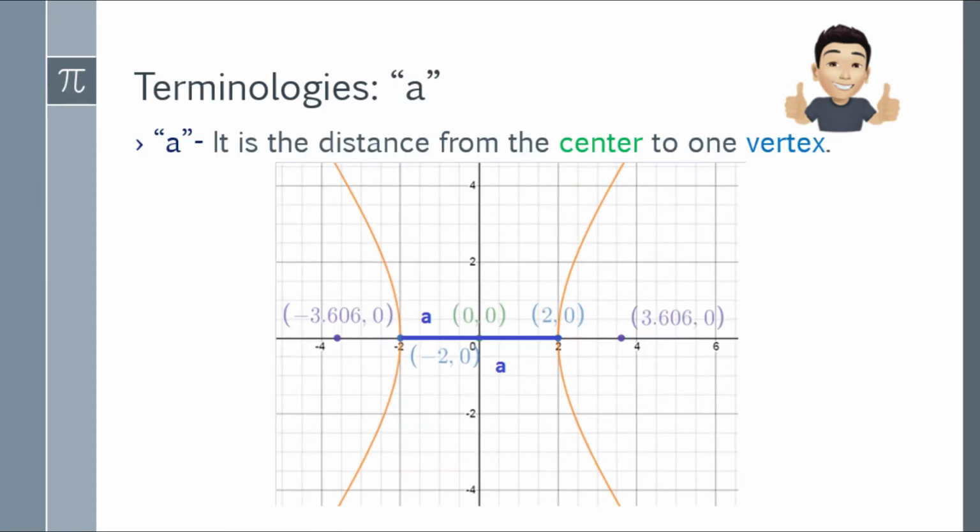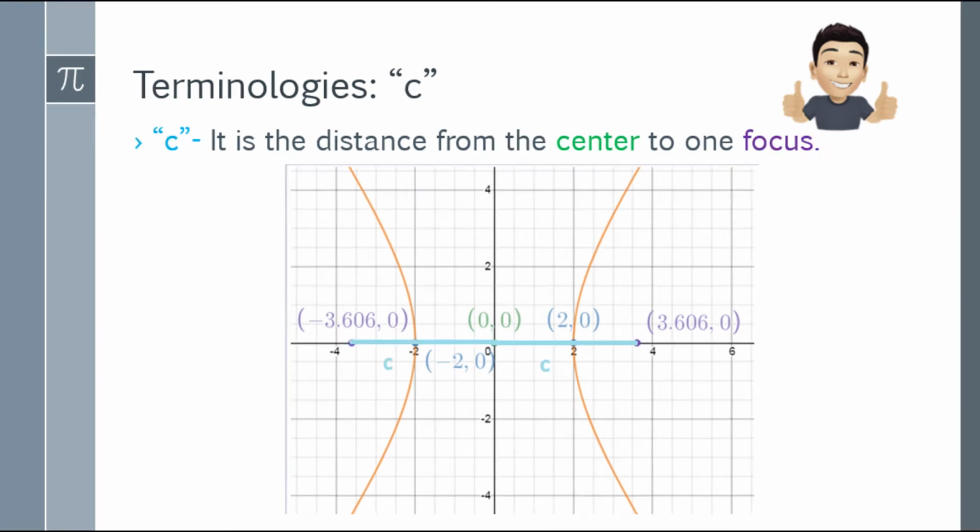Okay, next one. Ano ba yung a na yun? Yung a, ito yung distance from the center to one vertex. So, from 0, 0 to 2, 0, that's a na yun. Okay? So, center to one vertex, that's a. So, mapapansin mo, dalawa yung a natin kasi dalawa yung vertices natin eh. Isa sa kaliwa, isa sa kanan. So, dalawa yung nilagay kong a. Next one, yung c. C naman, ito yung distance from the center to one focus. So, dalawa din yung c natin kasi dalawa yung foci natin. Or, yung plural ng focus which is foci.